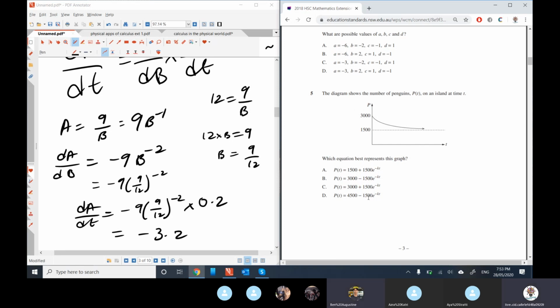Think about D, because it's a negative exponential thing. I don't actually think it's D. I think it's A. You said negative exponential. How do negative exponentials look? Hold on, let's draw it on the side here.